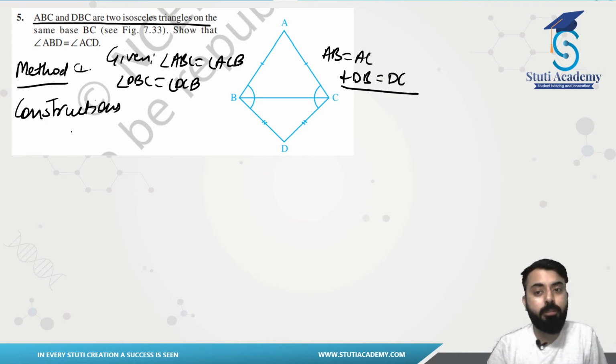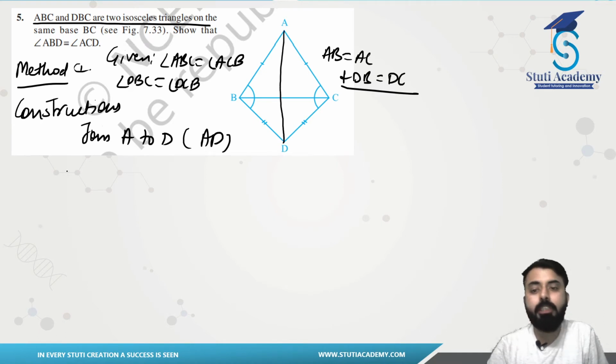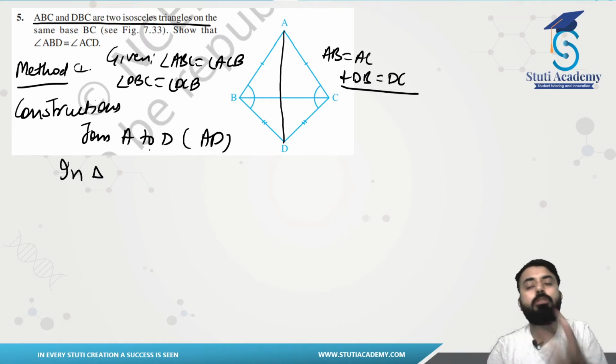I will be doing some construction. I will be doing what? Join A to D. That means join AD. Now guys, see, if I just join this one, this will be the figure that is completed. Now you can write the required to prove on your own, so I'm not going to write it again. I'm just going to do the solution.